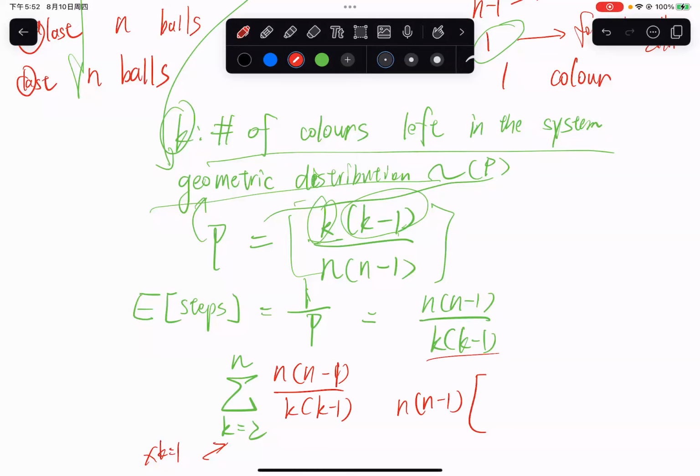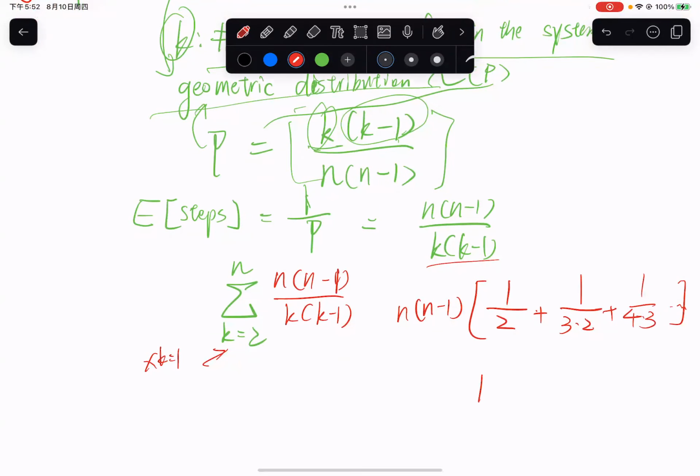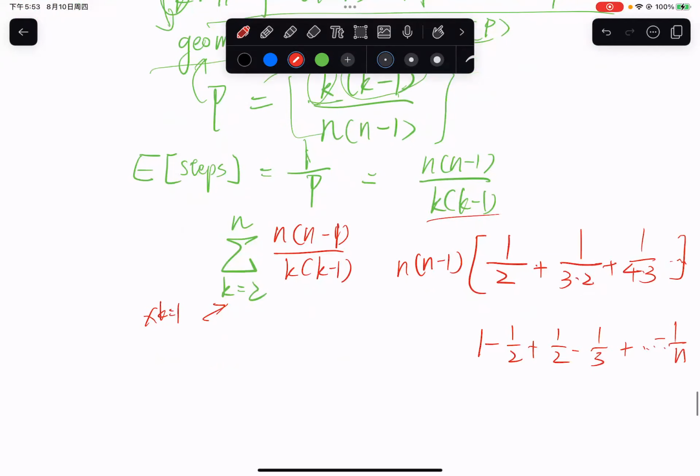So this is just (n minus 1) over k(k minus 1). And we take n minus 1 out. The sum becomes what? 1 over 1 times 2 plus 1 over 2 times 3 plus 1 over 3 times 4. And we all know this is what? This is 1 minus 1 over 2 plus 1 over 2 minus 1 over 3, all the way to minus 1 over n. So basically it is n minus 1, and this n is cancelled out. So we have (n minus 1) squared over n, right?